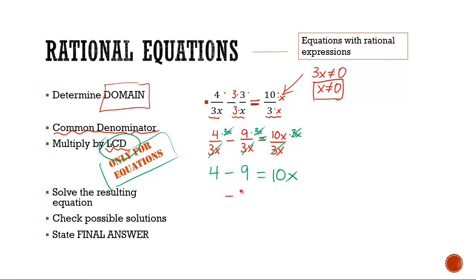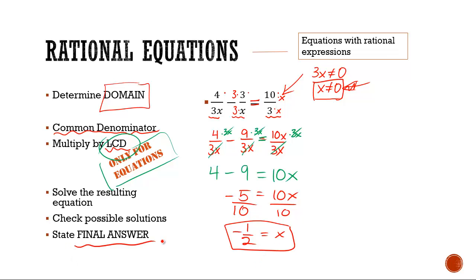So that gives us negative 5 equals 10x. Divide both sides by 10, and you get x equals negative 1/2. Your answer is not something that impacts our possibilities in terms of the domain, so it's fine, and here is our final answer. So the solution set includes negative 1/2.